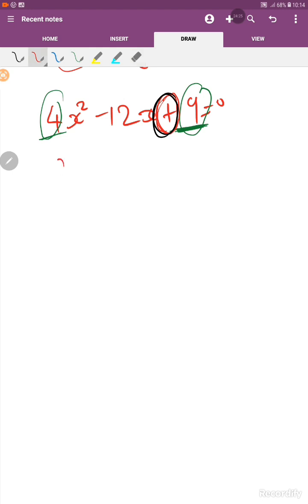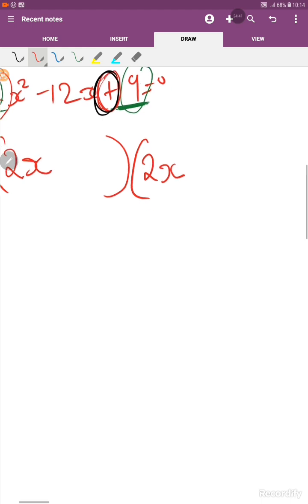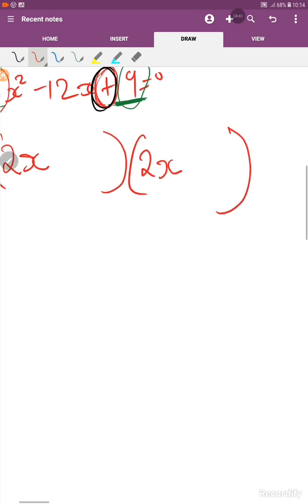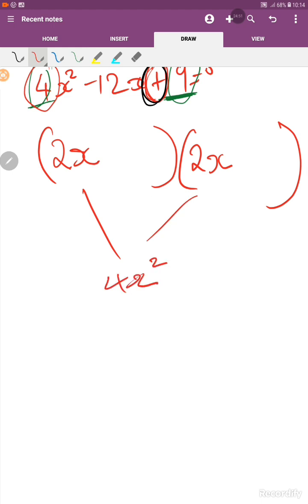So, we are going to say, instead of these 4, let's check the common factor of 4, which is 2. Then we're going to say 2x, and close the bracket. Then again we say 2x in another bracket, then close it. Why am I doing that? Because 2x multiplied by 2x is going to give us 4x squared.